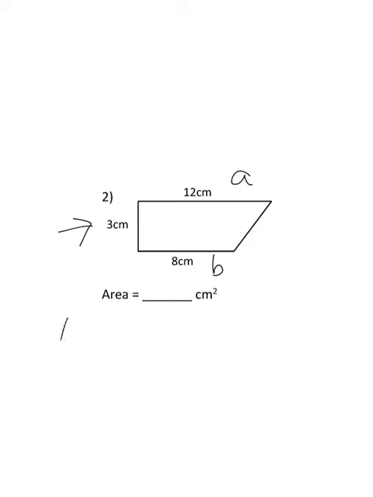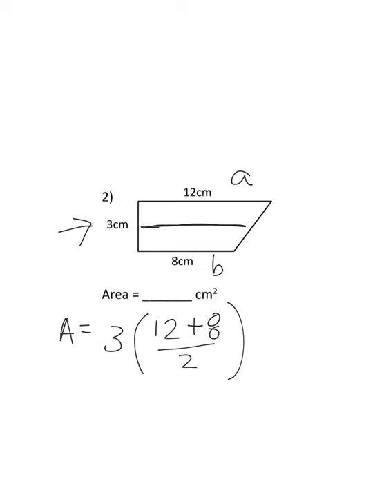So the area equals height times A plus B, and it's always divided by 2. The reason that it's A plus B divided by 2 is, remember the area of a rectangle is base times height. So you have the height here, you're trying to find the base, which means in here you're just trying to find the average. So that's why you add A and B and divide by 2.